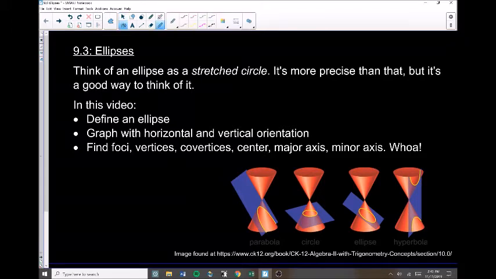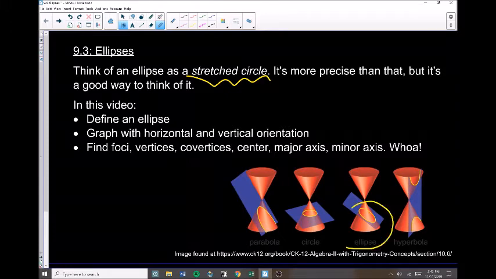Hang on. You think of ellipses as ovals, or just round things. They're more precisely thought of as a stretched circle, but it can be preciser than that. In this video, we're going to define an ellipse, graph with horizontal and vertical orientation, and find the foci, vertices, co-vertices, center, major axis, and minor axis. It's a lot of good stuff, and it's me reading really well.